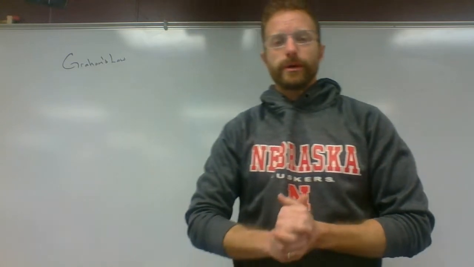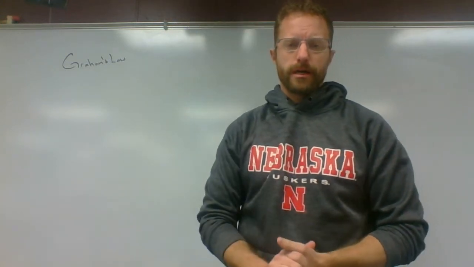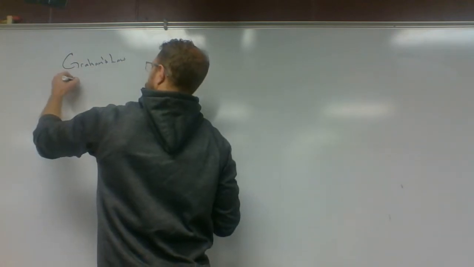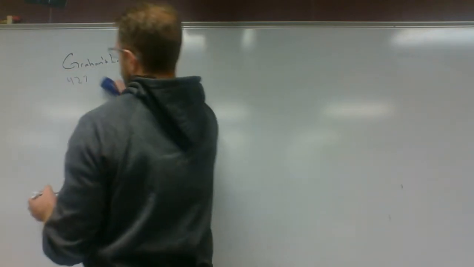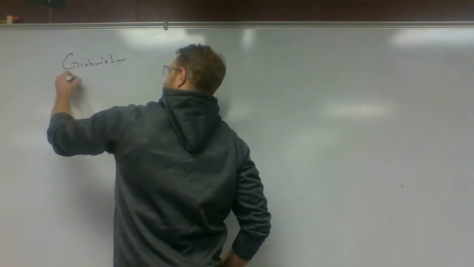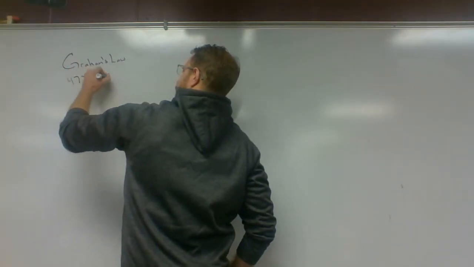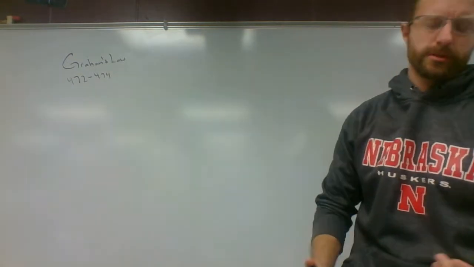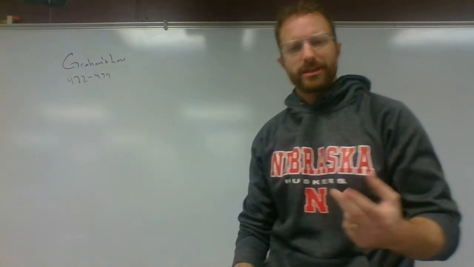You should have already read the little blurb, pages 472 to 474. 472, nope, that's 427. I like having dyslexia. 472 to 474 is the sections in the book on Graham's Law of effusion, or sometimes called Graham's Law of diffusion. Those two words are kind of similar, right?